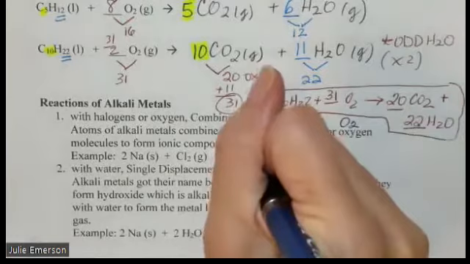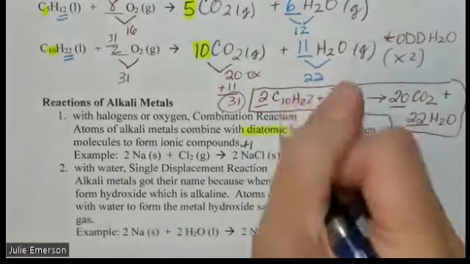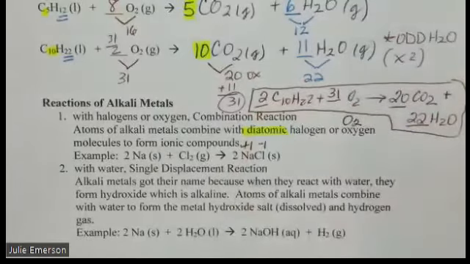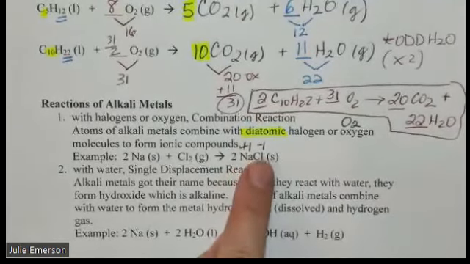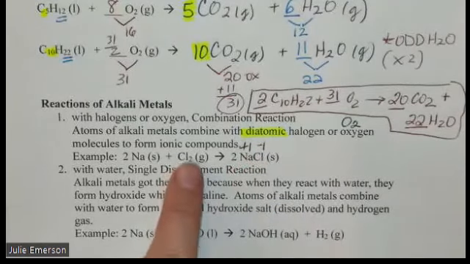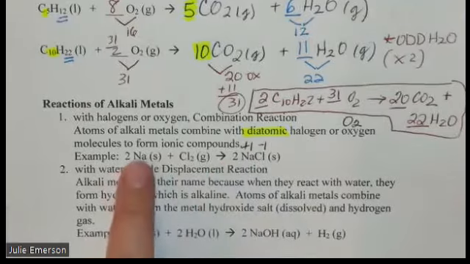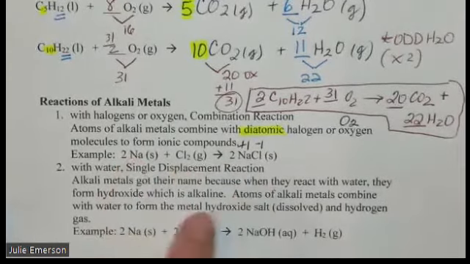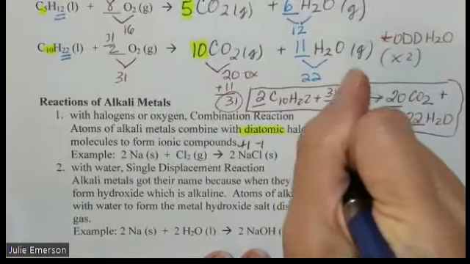Sodium being a group 1 metal, all the alkali metals, right? They carry a +1 charge. The halogens we know are going to be a -1 charge. So +1, -1, just a 1-to-1 ratio. But now to balance, because the chlorine was diatomic, I have to have 2 sodium chlorides, which means I have to have 2 sodiums.